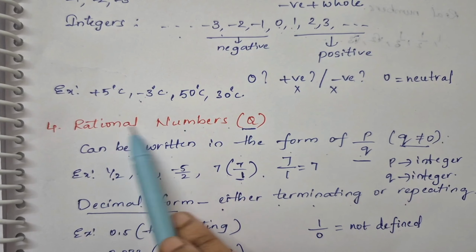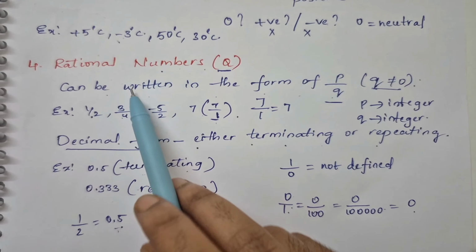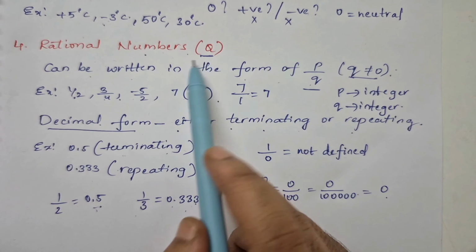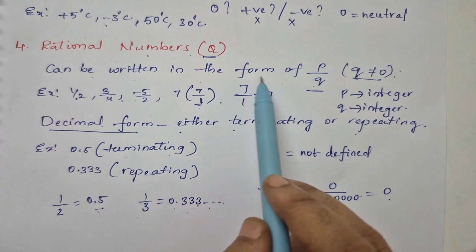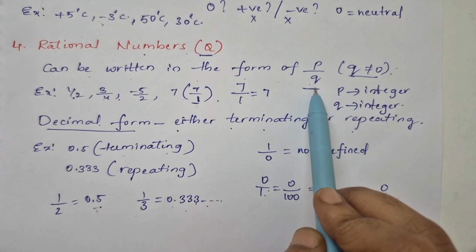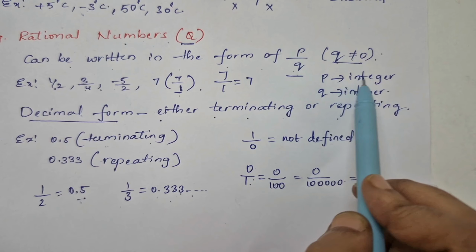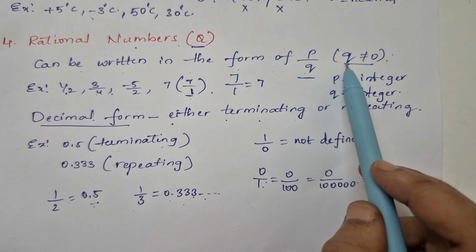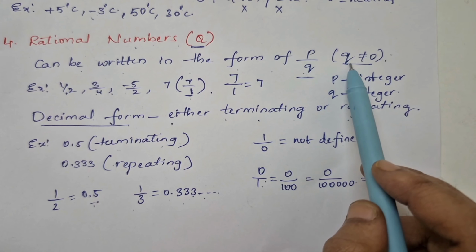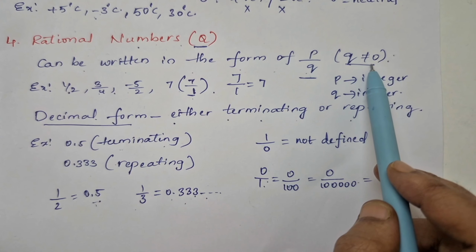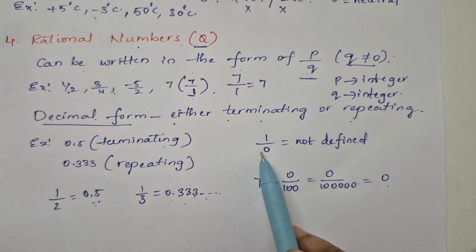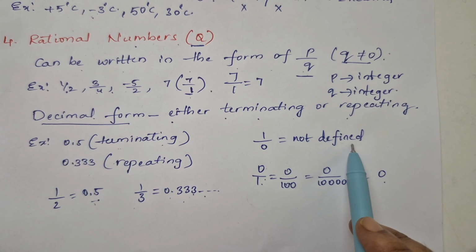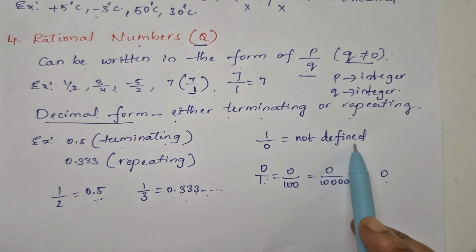Next, rational numbers. Rational numbers are represented by capital Q, and the rational numbers are numbers that can be written in the form of p by q, where p is an integer and also q is an integer. And here one condition is there. What is that condition? q is not equal to 0. Okay. Why q is not equal to 0? Any number by 0 is not defined, right? That is the reason the denominator should not be equal to 0.